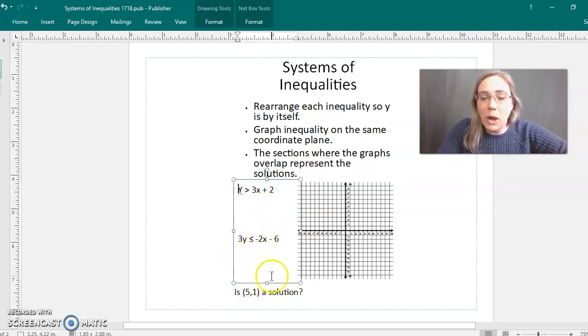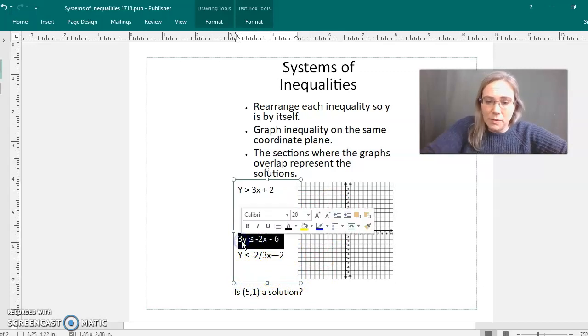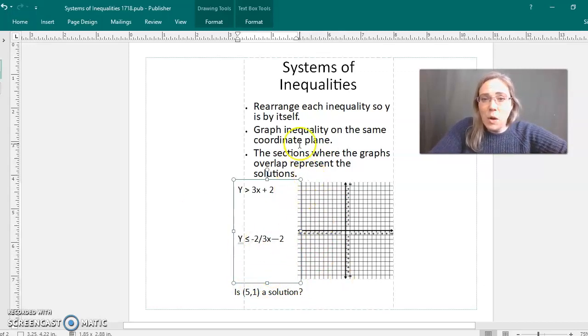How about this one? Well, we almost have y by itself. We're going to have to divide both sides by 3 to get it. So I have y, and I'm going to steal that symbol because it's not a handy one, is less than negative 2/3 x minus 2. So this has changed a little bit, but in the end, it's not really any different, and we're going to delete the original.